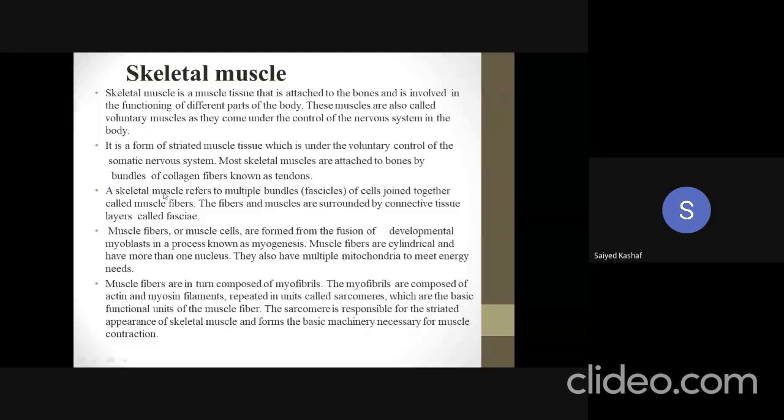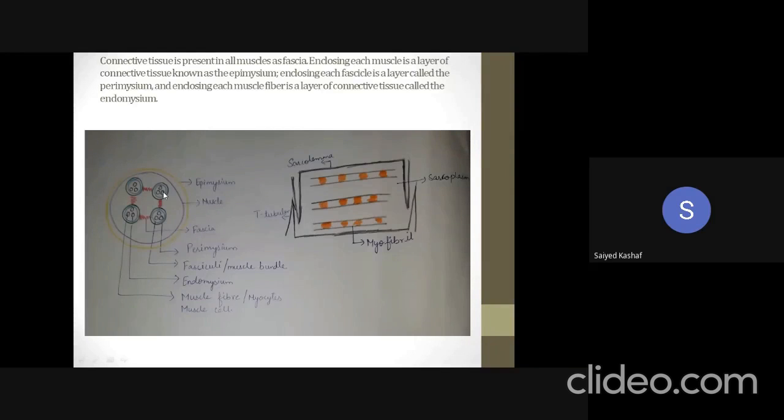Now for the skeletal muscle, first we will understand this image, then we will study that slide again. This is the transverse section of the muscle. The outermost layer of the muscle, which is made up of dense connective tissue and covers the entire muscle, is known as epimysium.